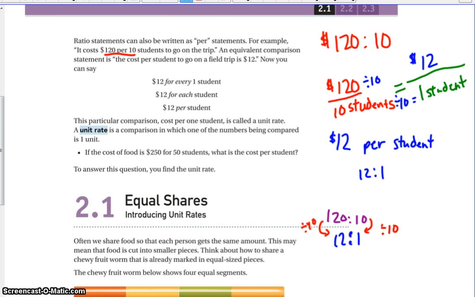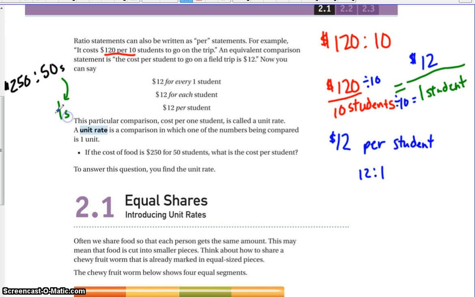Okay, so let's take a look at the next thing down. It says the cost of food is $250 for 50 students. What is the cost per student? All right, so we have an original ratio of 250 for 50 students. I'm going to abbreviate students with S and use the $ sign for the money. And I want to turn that into 1 student, or per student, into the unit rate.